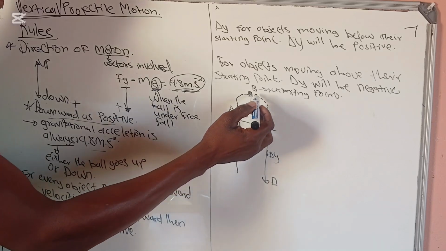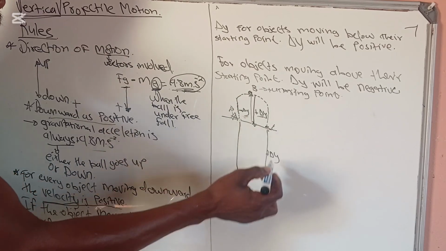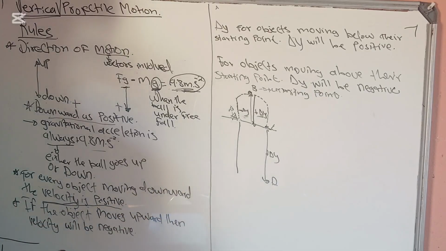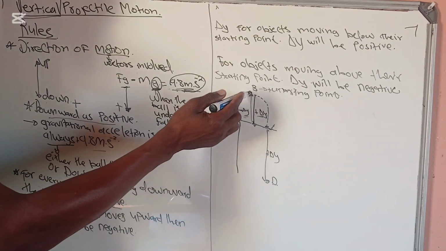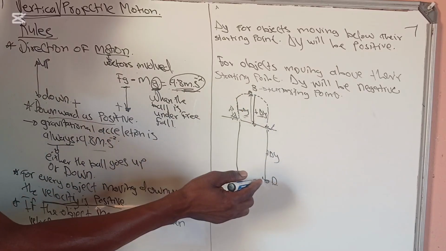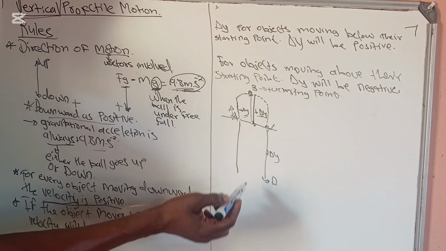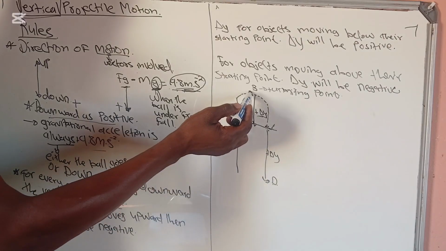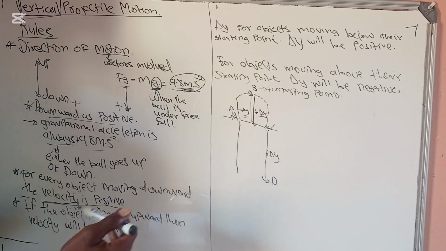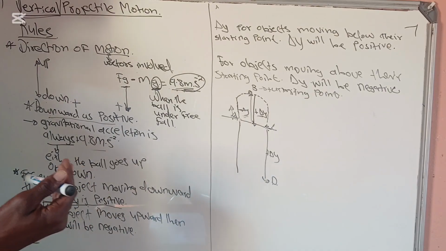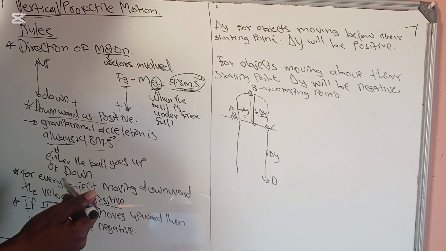Now, the ball moved from here to here, then from here to here, then from here to here. You take it exactly like that. You break your motion, and you will be able to solve your questions.